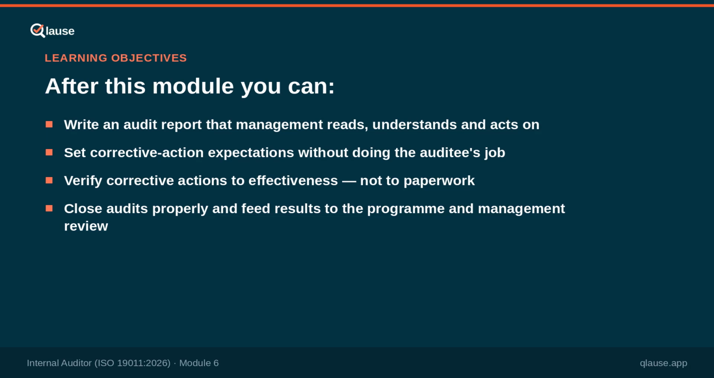After this module, you will be able to do 4 things. Write an audit report that management reads, understands, and acts on. Set corrective action expectations without doing the auditee's job for them. Verify corrective actions to effectiveness, not to paperwork. And close audits properly, feeding the results to the program and to management review.